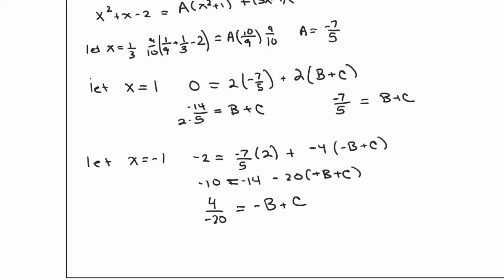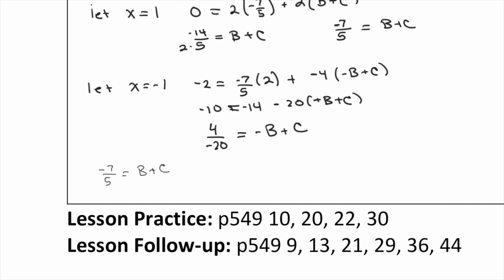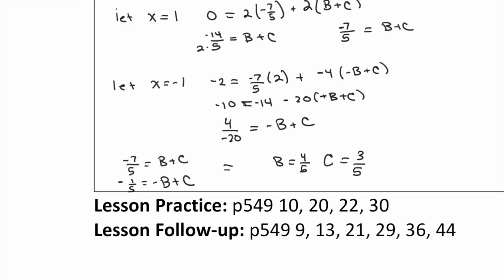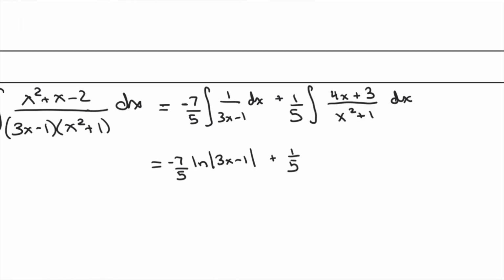Now we have a lovely system of equations. Negative 7/5 equals B plus C. We also have negative 1/5 equals negative B plus C. When we solve this system of equations, we come up with B is going to be equal to 4/5 and C is equal to 3/5. All right, with that, next you rewrite your problem, filling in your B and your C values.